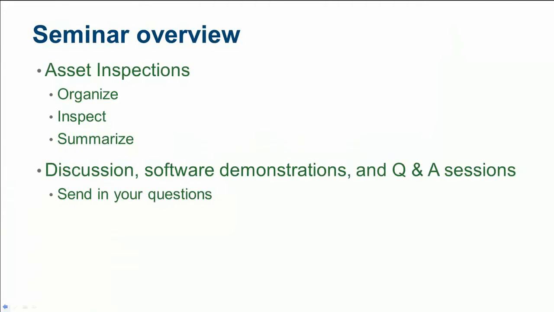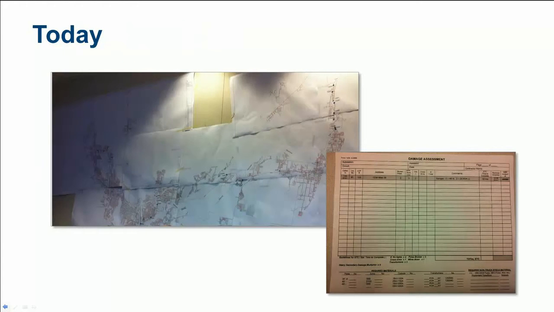Today's seminar will cover how to organize, inspect, and summarize asset inspections for utilities. Well, I'm sure many of you have been in this situation. A request has come in to perform a field inspection, and maps are needed to conduct the inspection. In this example, the utility has plotted out their maps, taped them to the wall, so that they can identify where to conduct the survey. On the lower right, you see a paper document used in the field to collect the survey information.